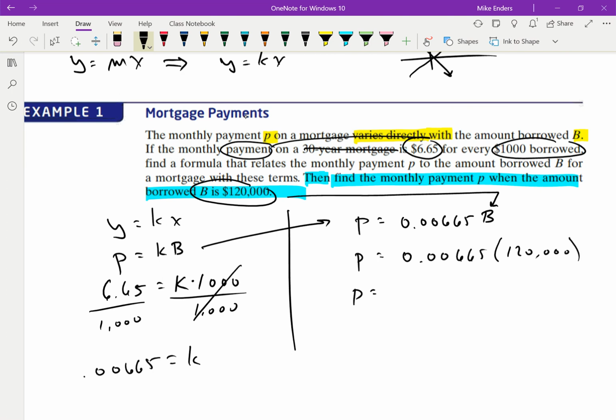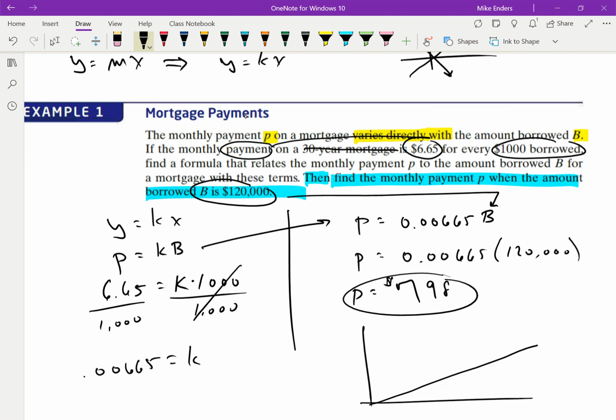And once we get to that point, that is nothing more than a calculator activity. We plug that in the calculator, and I had previously calculated this at $798. And so our monthly payment on a 30-year mortgage, if we borrow $120,000, in this case, would end up being $798.